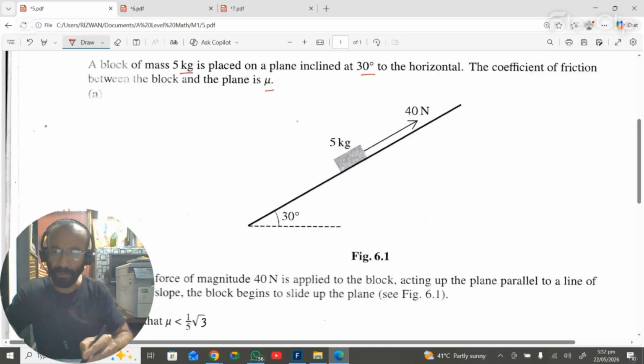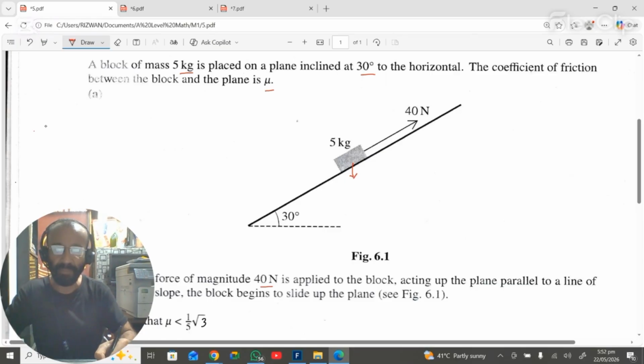When a force of magnitude 40 Newton is applied to the block acting up the plane parallel to the line of greatest slope, the block begins to slide up the plane. The requirement is: show that mu is less than 1 by 5 square root 3. First we should show all the forces on the system.